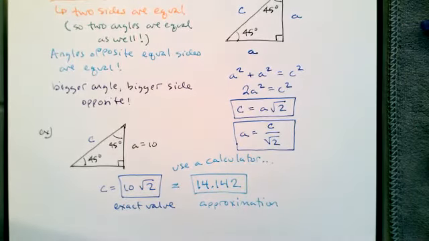Once you grab your calculator, you're looking at an approximation, no matter how many digits you write, because the square root of 2 is never going to stop. The square root of 2 is irrational. So once you punch in the square root of 2 on your calculator, you're looking at an approximation, no matter how many digits you write.